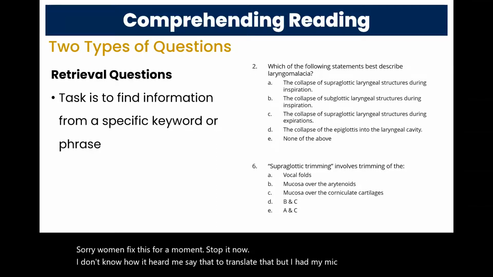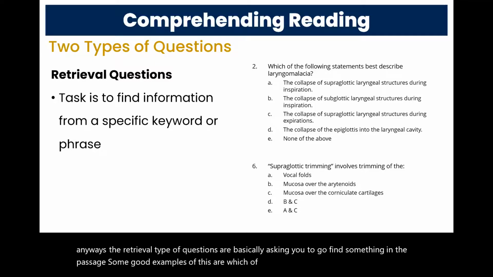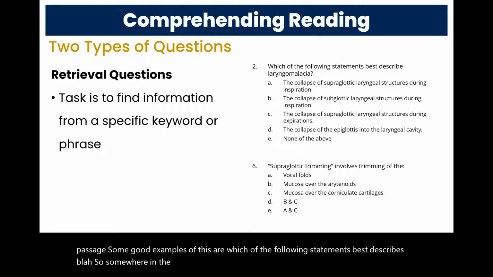That's weird. So anyways, the retrieval type of questions are basically asking you to go find something in the passage. Some good examples of this are, which of the following statements best describes blah? So somewhere in the passage, they described this laryngomalacia, whatever this is. So you just have to find it and pick the answer that fits it the best.